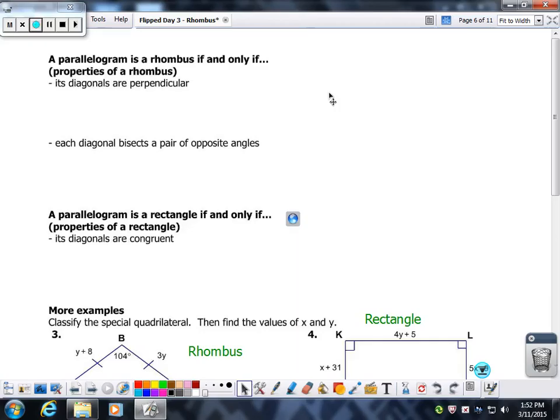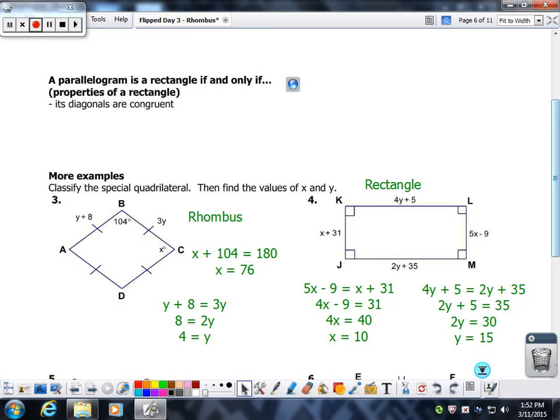So up here, there's some more properties for you. First, the ones for properties of a rhombus. It's a rhombus if its diagonals are perpendicular, and it's also a rhombus if each diagonal bisects a pair of opposite angles. And then the property for a rectangle is that the diagonals are congruent.